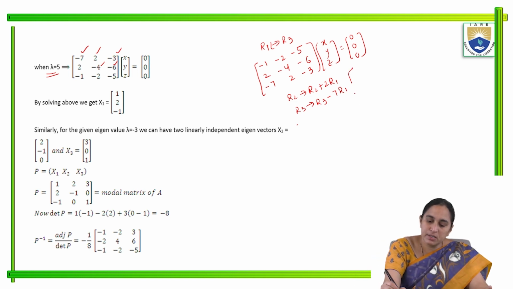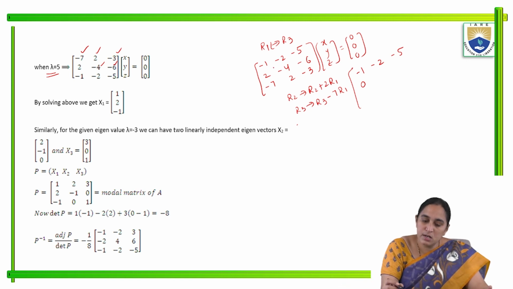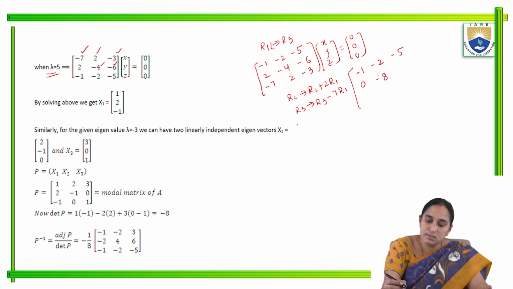For that, -1, -2, -5. Here 2, -2 with respect to R2. I'll change R2 with respect to R1 to make the first element of R2 zero. That means 2 plus 2 is 0. Next, -4, -4 is -8. Next, -6, -10 is -16.